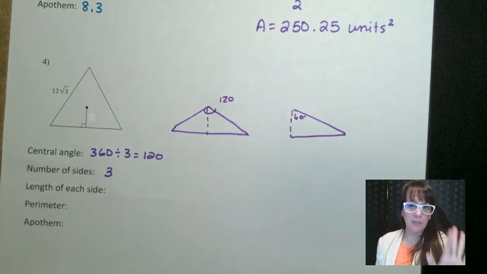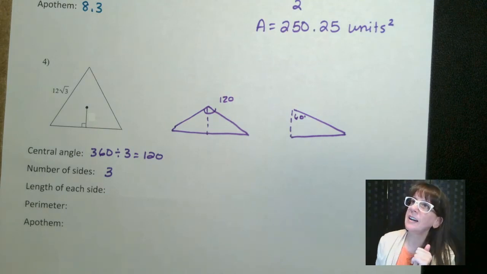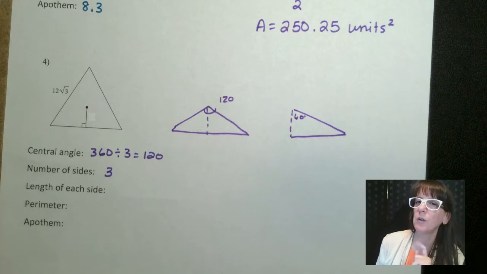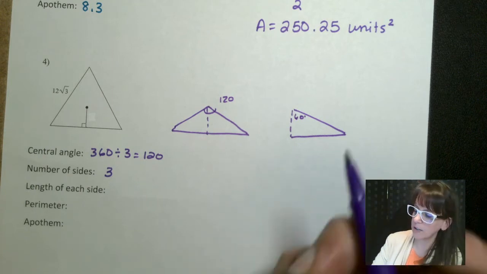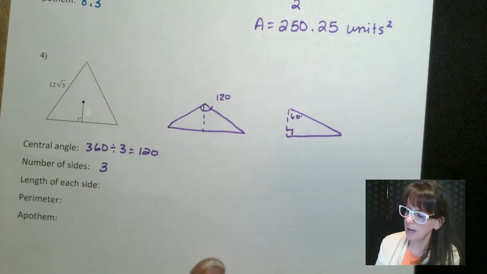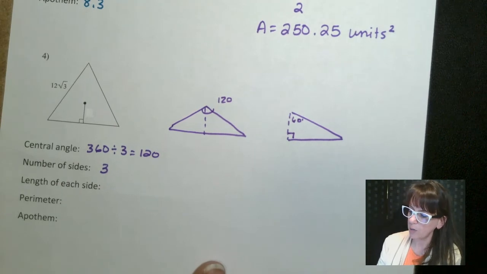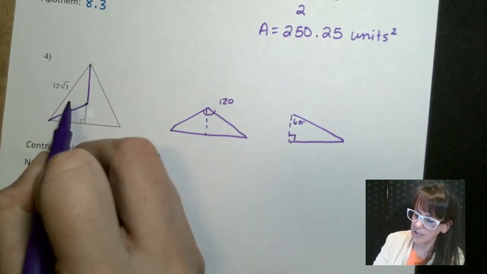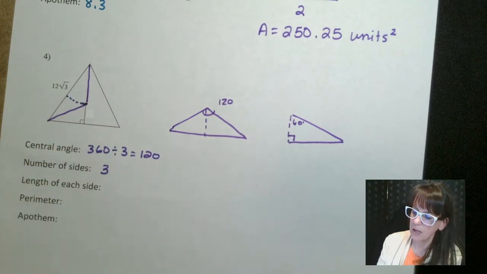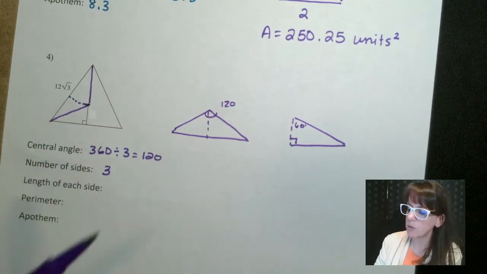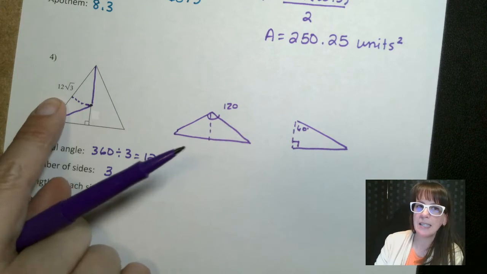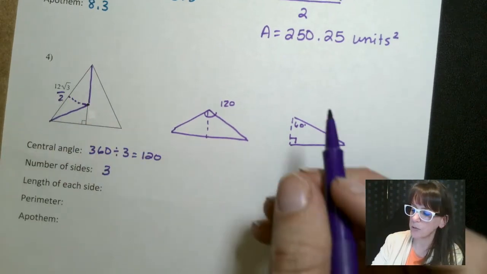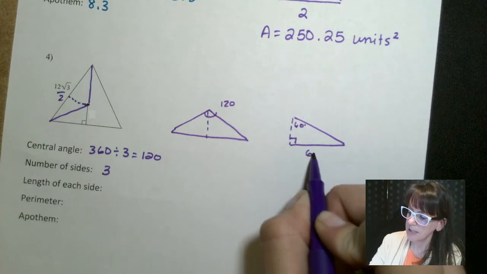In previous lessons, we've talked about 30, 60, 90 triangles. In this case, I'm going to let you just do regular trig. You don't have to do the 30, 60, 90 triangles because that's going to come up in a different lesson. But what I do know is that this is the triangle I just drew. So 12 root 3, I need to cut that in half. Divide that by 2, I get 6 root 3. So this guy down here is 6 root 3.